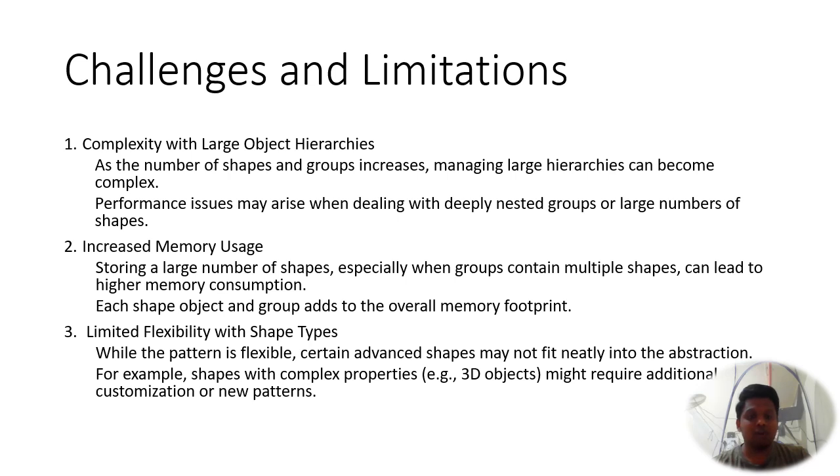First, the complexity of large object hierarchies. As the number of shapes and groups increases, managing a large hierarchy can become complex. Performance issues may arise while dealing with deeply nested groups or larger groups. Now let us look into increased memory usage. Storing a large number of shapes, especially groups containing multiple shapes, can lead to higher memory consumption. This is one of the drawbacks. Each shape or object adds to the overall memory footprint.